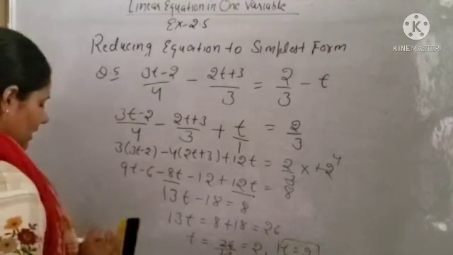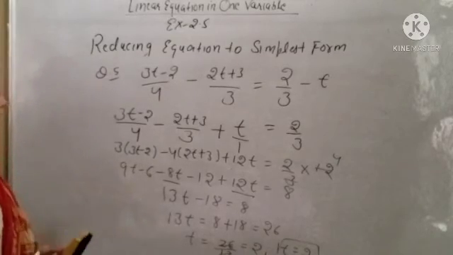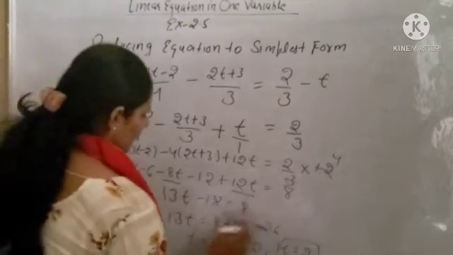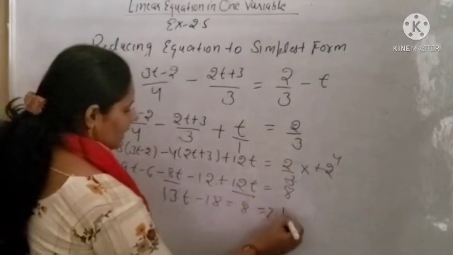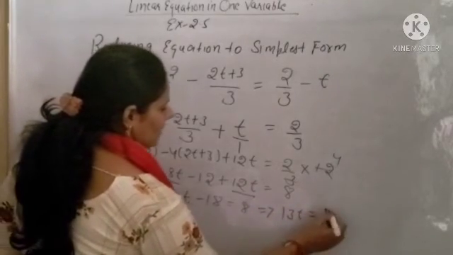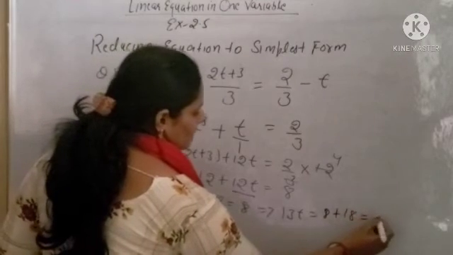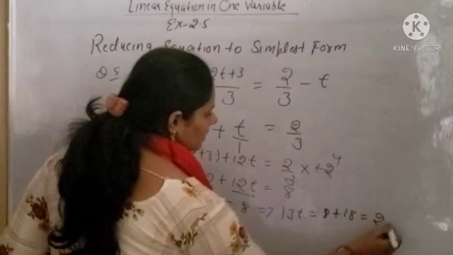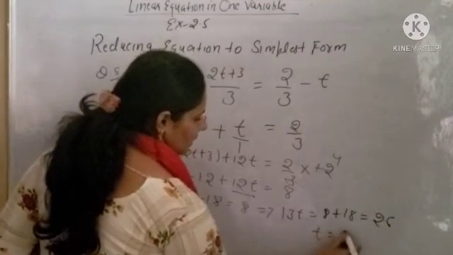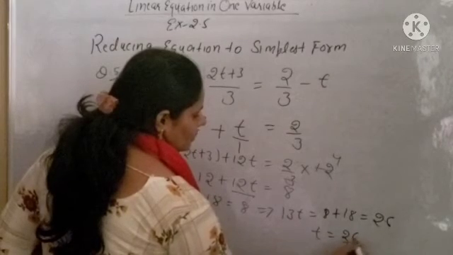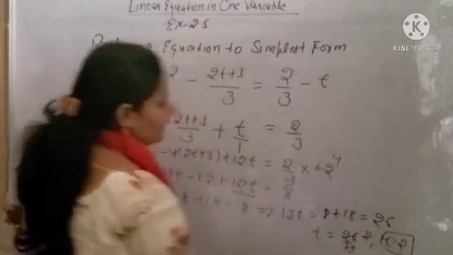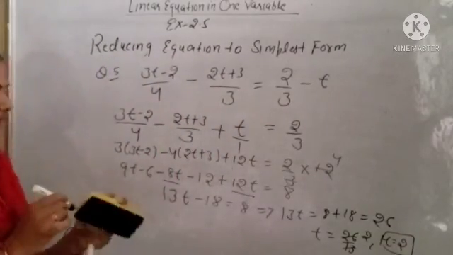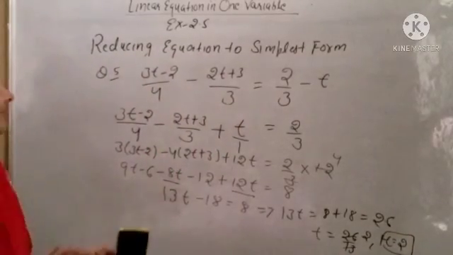So I am writing here. You can see 13t minus 18 is equal to 8. So from here you will write 13t will be equal to 8 plus 18, so it will be equal to 26. So what will be the value of t? 26 by 13, so it will be 2. So you can say t will be equal to 2. Clear?